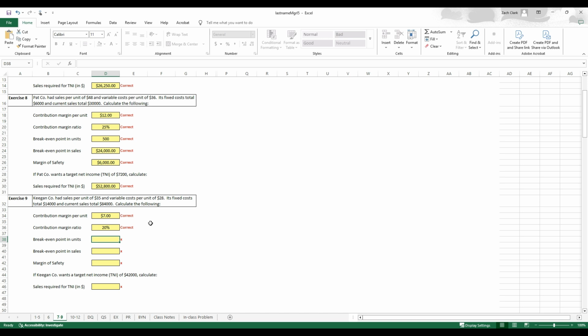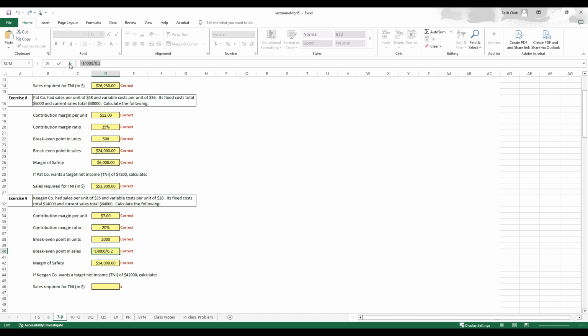And then break even point in units. We've got 14,000 divided by 7. So we have to sell 2,000 to break even. 14,000 divided by 0.2. So in dollars, we need to make 70,000 in sales. And then the margin of safety here is just the difference between current sales minus break-even sales.